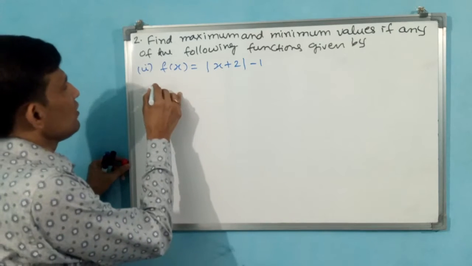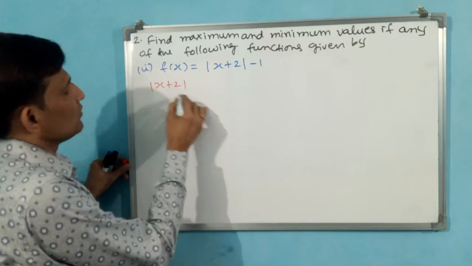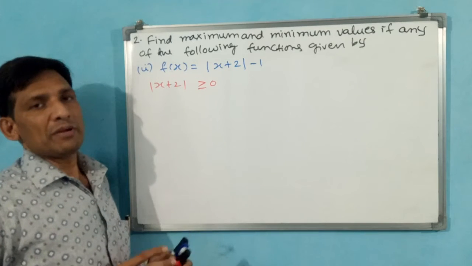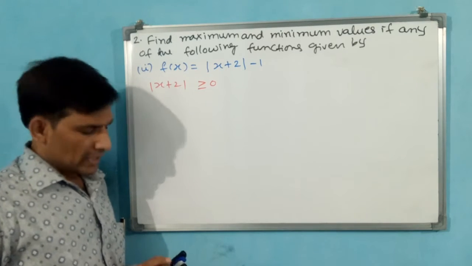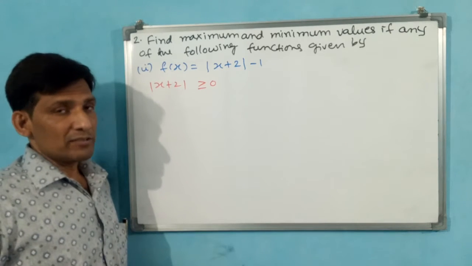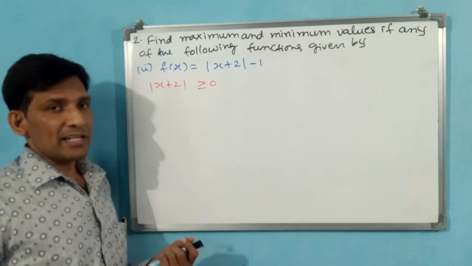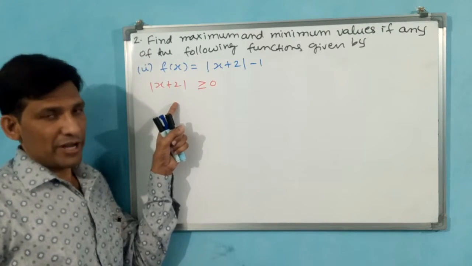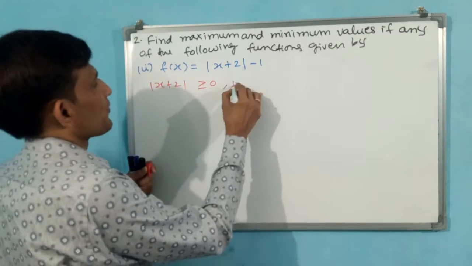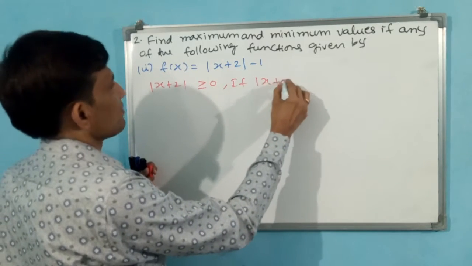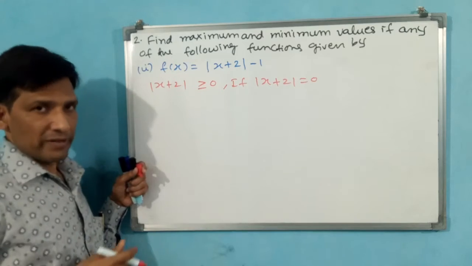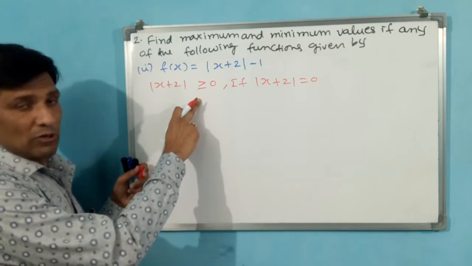First of all, you see, modulus of x plus 2 is always greater than or equal to 0. Is it correct or not? You tell me. Correct only. Why? Because modulus of x plus 2 is always greater than or equal to 0. It may be 0 or greater than 0. It never becomes negative or less than 0. See, greater than 0 we are not taking. It may go up to infinity, that we don't bother about. But equal to 0.